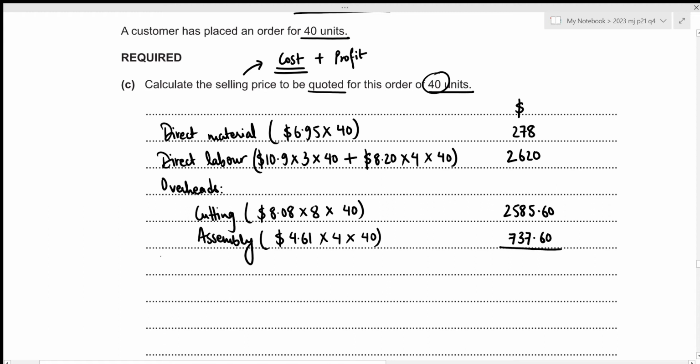Okay, that's all of our cost. Now, if we add these 4 figures together, we get the total cost incurred while preparing 40 units. That's 278 plus 2,620 plus 2,585.60 plus 737.60, which results in 6,221.20. Now the next step would be to add profit to the cost so that we can figure out the total selling price.